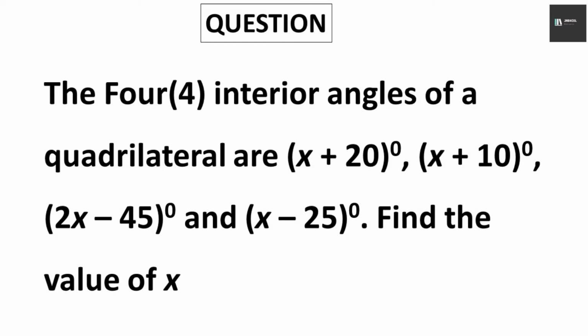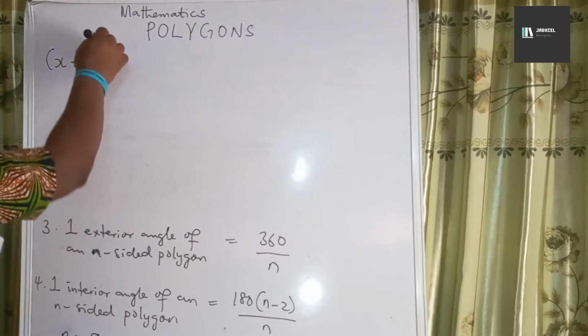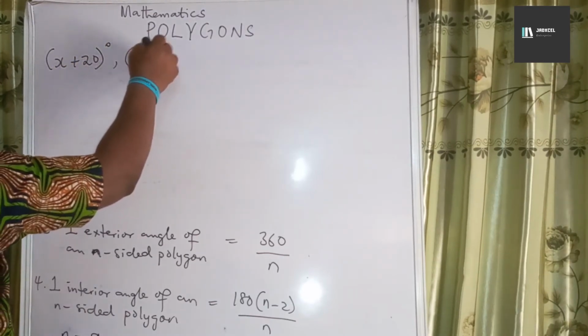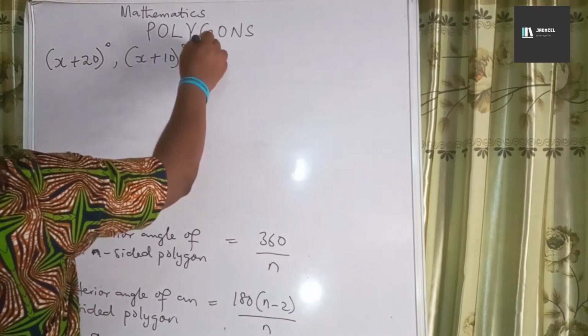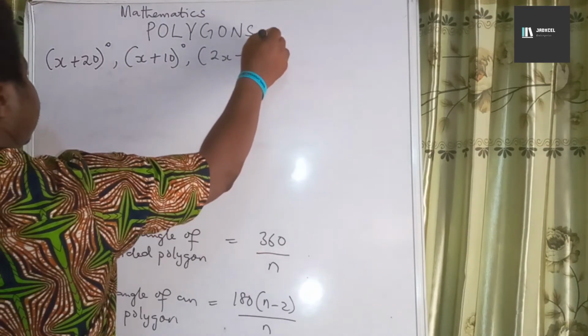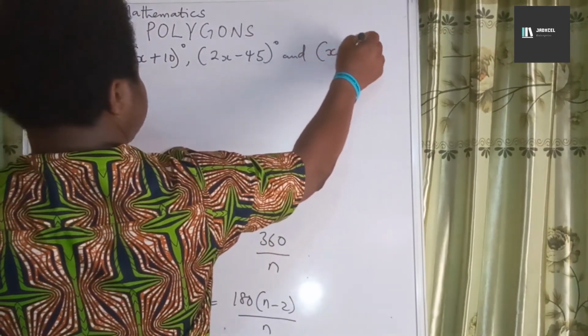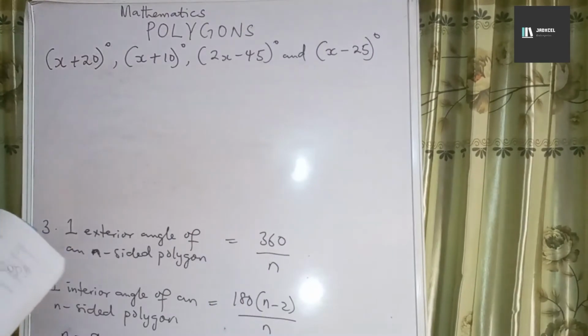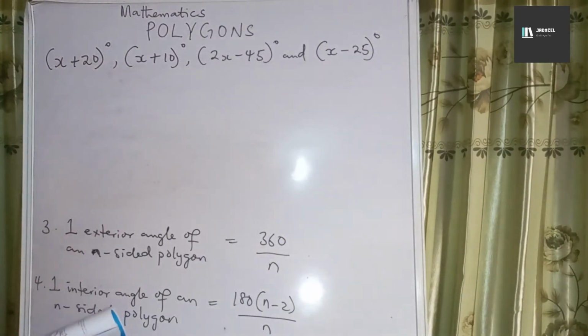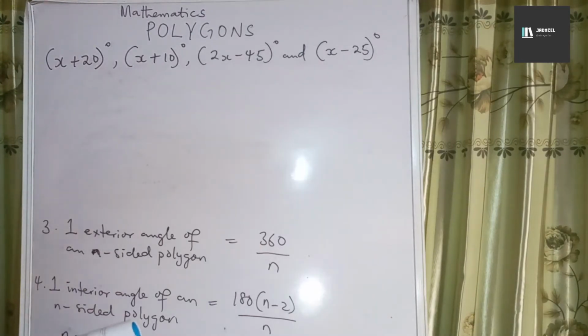Another one states here that the 4 interior angles of a quadrilateral are: the first one is x plus 20 degrees, the second one is x plus 10 degrees, the third one is 2x minus 45 degrees, and the fourth one is x minus 25 degrees. Find the value of x.